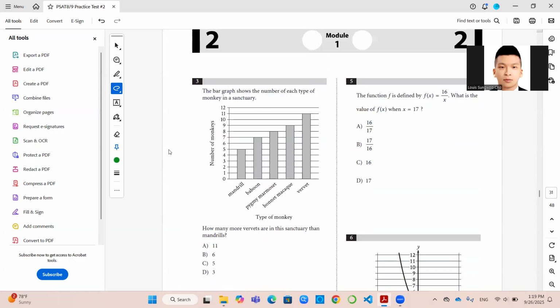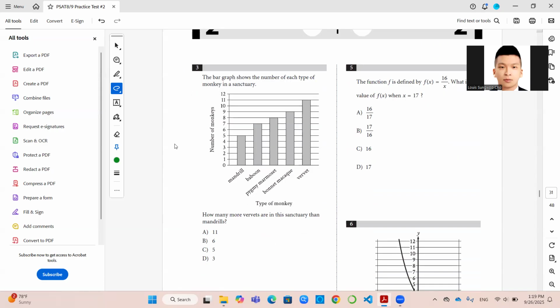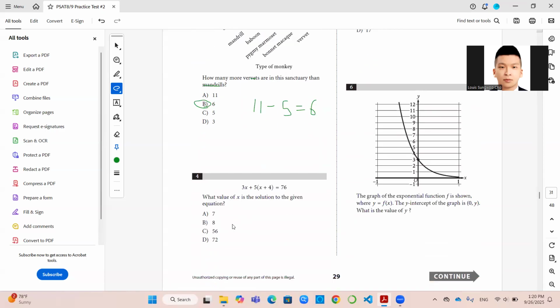The bar graph shows the number of each type of monkey in a sanctuary. How many more vervets are in the sanctuary than mandrills? So for vervets, we have 11, and for mandrills, we have 5. So the difference between 11 and 5 is 6. So B is the correct answer.